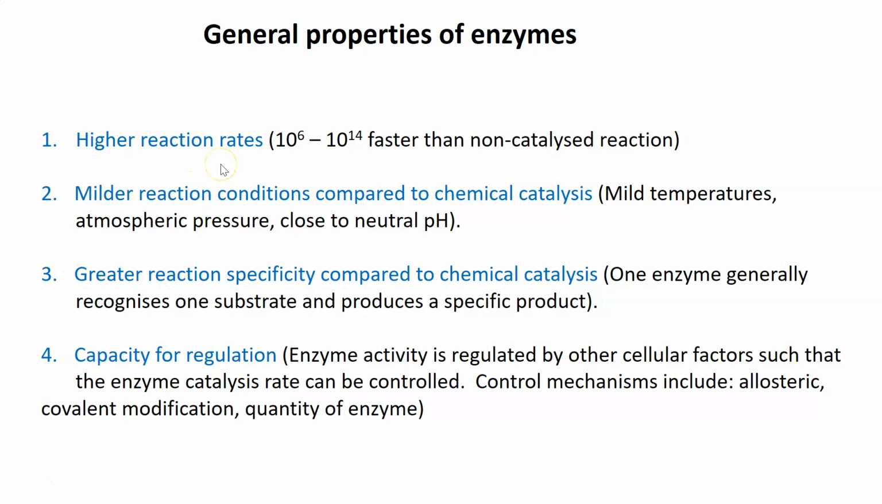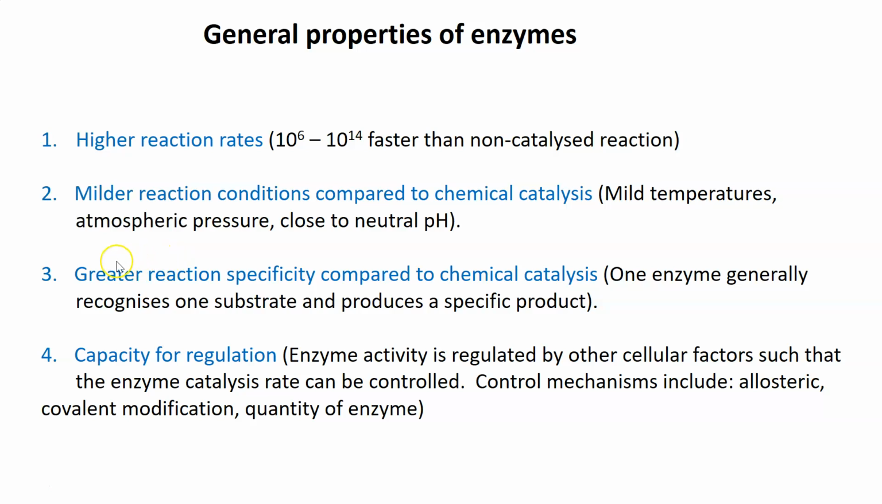Okay, so let's just summarize that a little bit. General properties of enzymes. Obviously we know that they're much faster, so much higher reaction rates, 10 to the power 6 to 10 to the power 14 times faster than the non-catalyzed reaction. The conditions in which these enzymes work are usually mild in the context of human beings. Normal mild temperatures, 37 degrees Celsius, normal atmospheric pressure, and close to neutral pH.